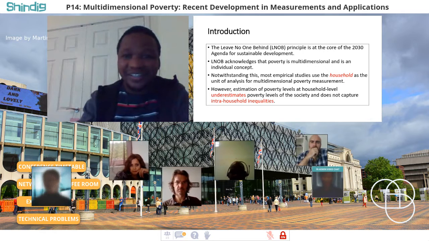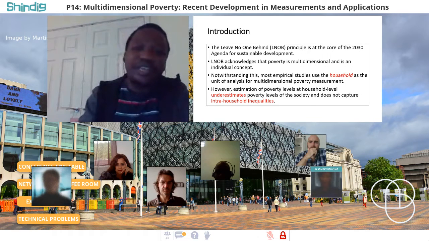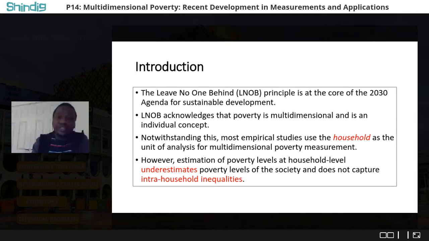By way of introduction, the Leave No One Behind principle is at the core of the 2030 Agenda for Sustainable Development. The LNOB acknowledges that poverty is multidimensional and is an individual concept. But notwithstanding this, most empirical studies have focused on the household as the unit of analysis. However, some studies have found that estimation of poverty levels at household level underestimates the overall poverty level of the society and does not capture the intra-household inequalities.